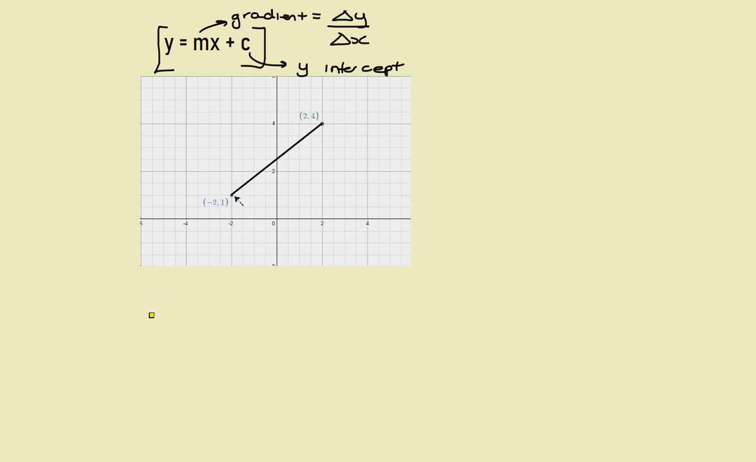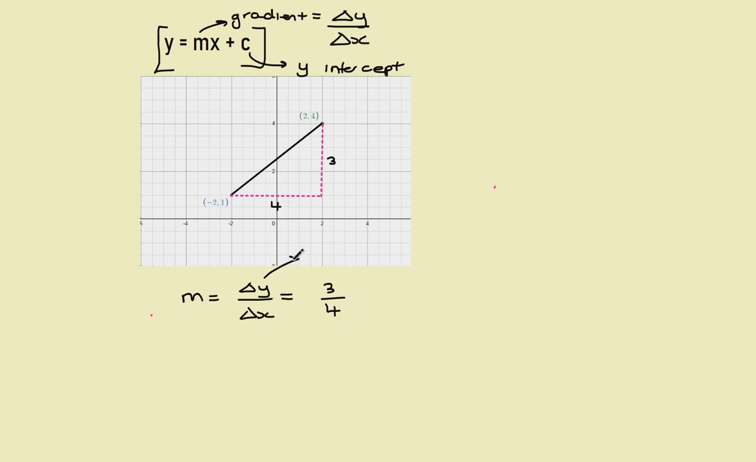We need to do change in y divided by change in x. So how much has it changed in the y divided by how much it's changed in the x? In y, it's gone from the coordinate of 1 up to the coordinate of 4, so it's got a change of 3. And in the x, it's gone from negative 2 to 2, which is a change of 4. So my gradient is 3/4.